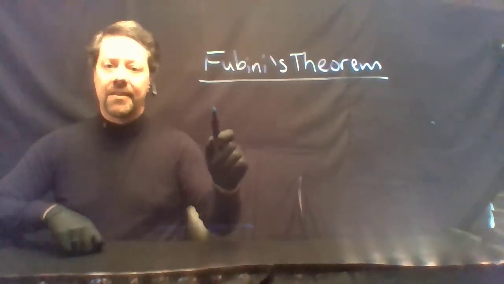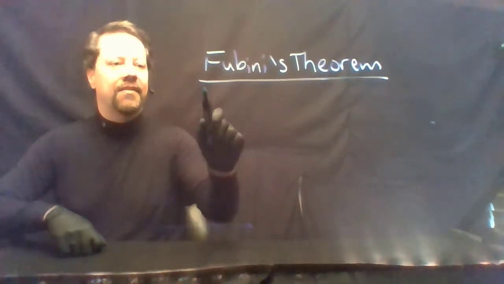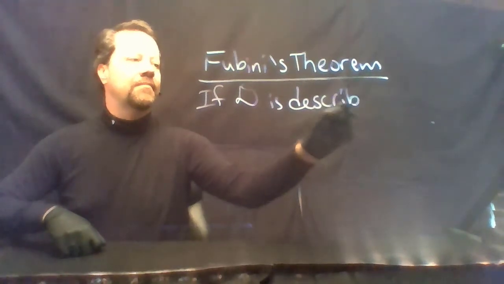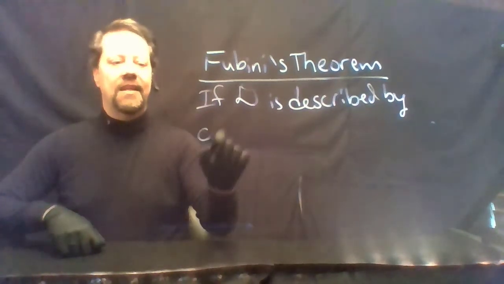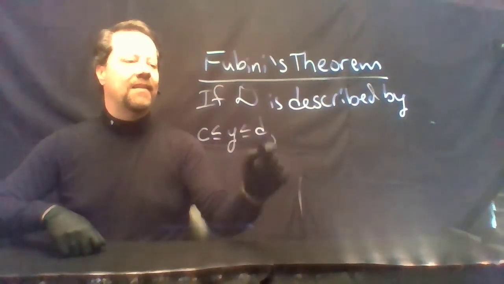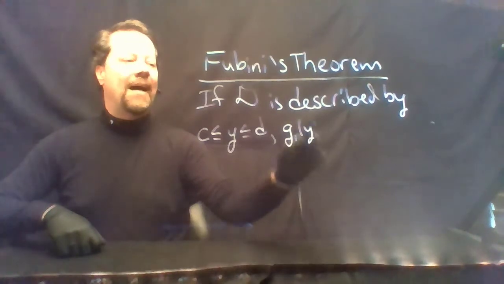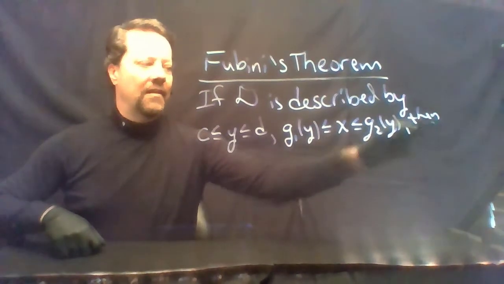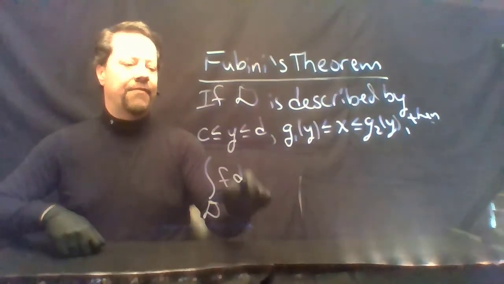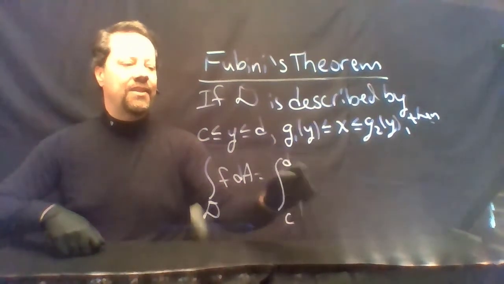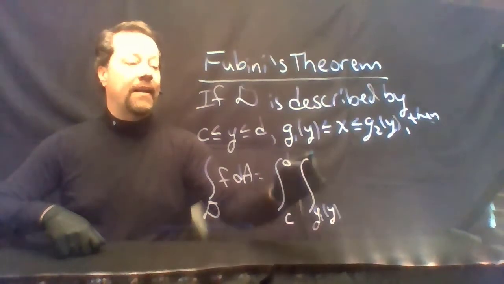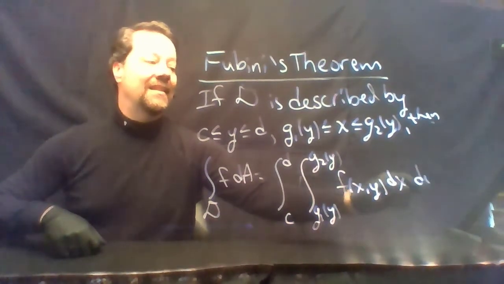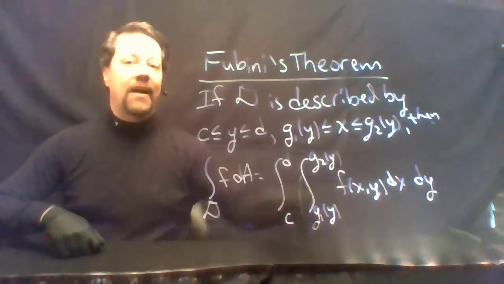There's another version of Fubini's theorem for what are called horizontal cross-sections. If D is described by c is less than or equal to y is less than or equal to d, and then g1 of y is less than or equal to x is less than or equal to g2 of y, then the integral on D of f dA is the integral from c to d, the integral from g1 of y to g2 of y, f of x comma y, dx dy. dx dy if it's horizontal cross sections.